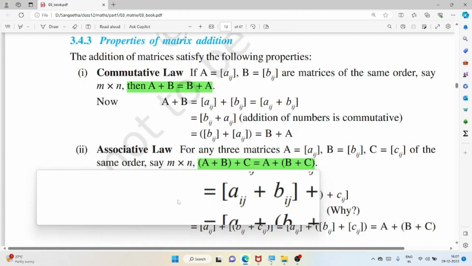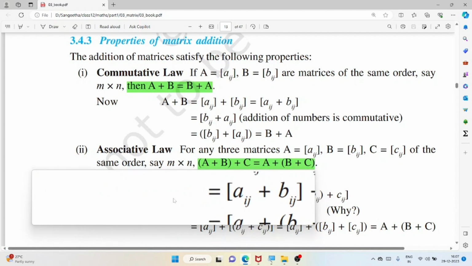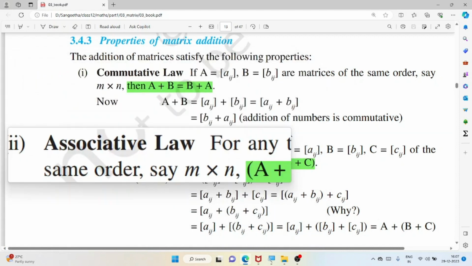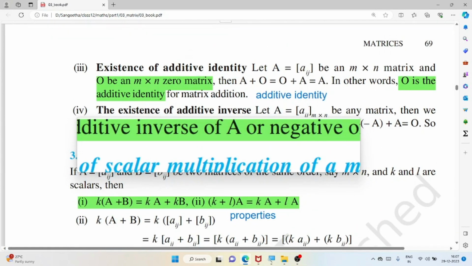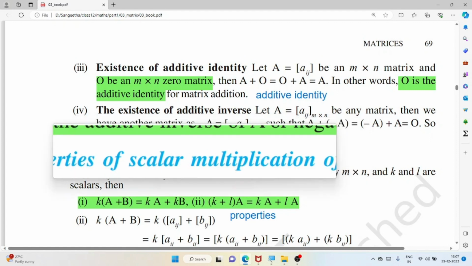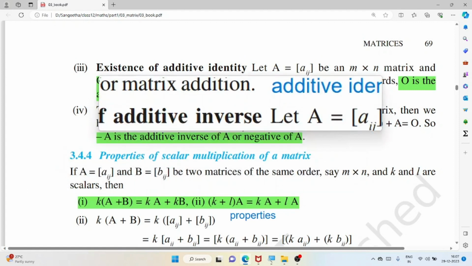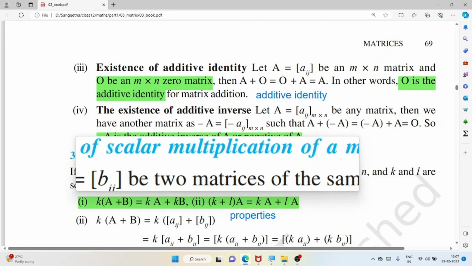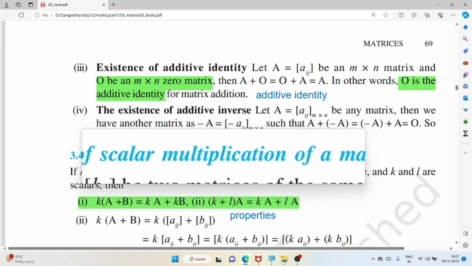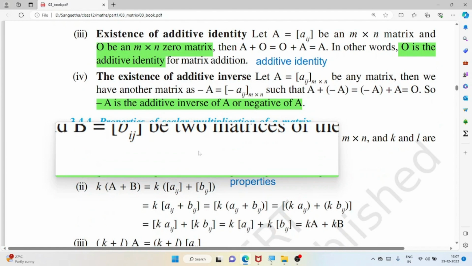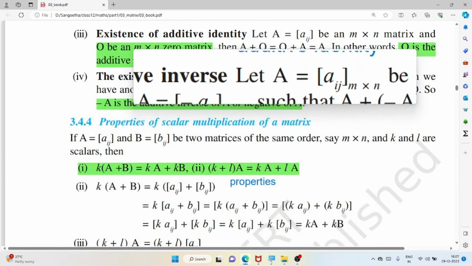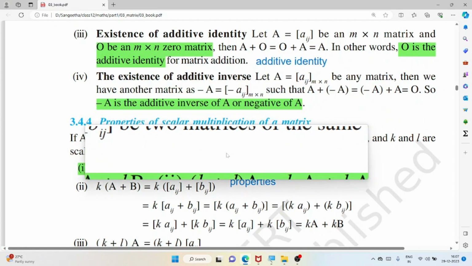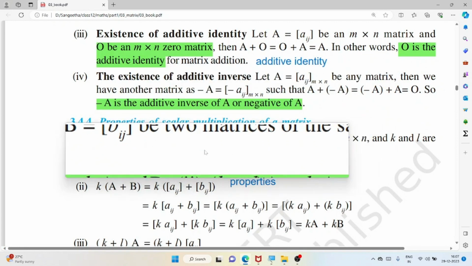Commutative law: A plus B equal to B plus A. You can take two matrices and try to prove this. This is correct. Associative law. Additive identity, that is a zero matrix. Zero is the additive identity. If you add it, nothing is going to happen; the matrix is not going to change. That is additive identity. Additive inverse is minus A. For a matrix A, negative A is the additive inverse.